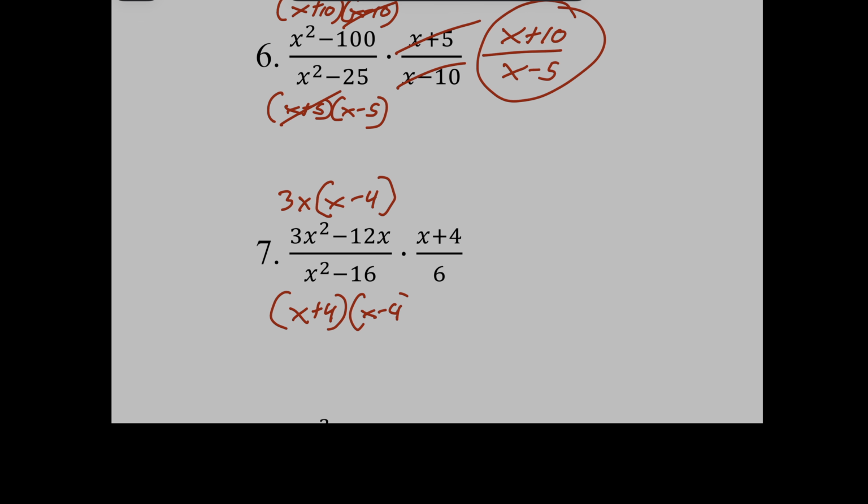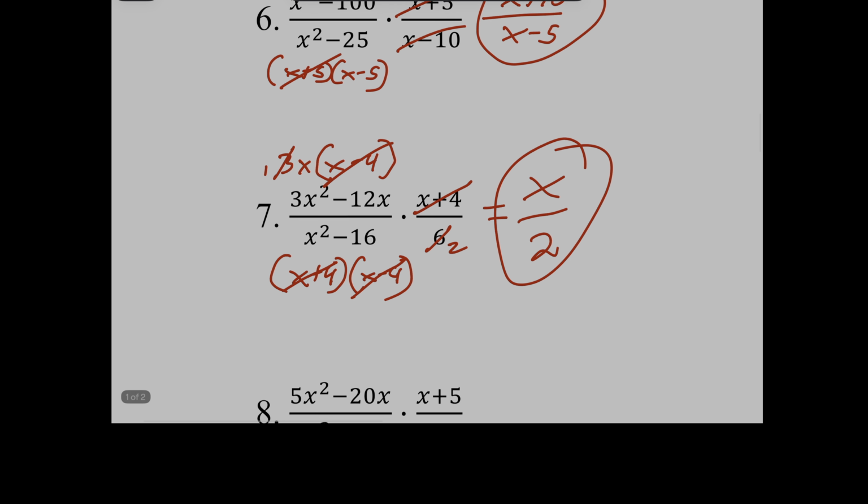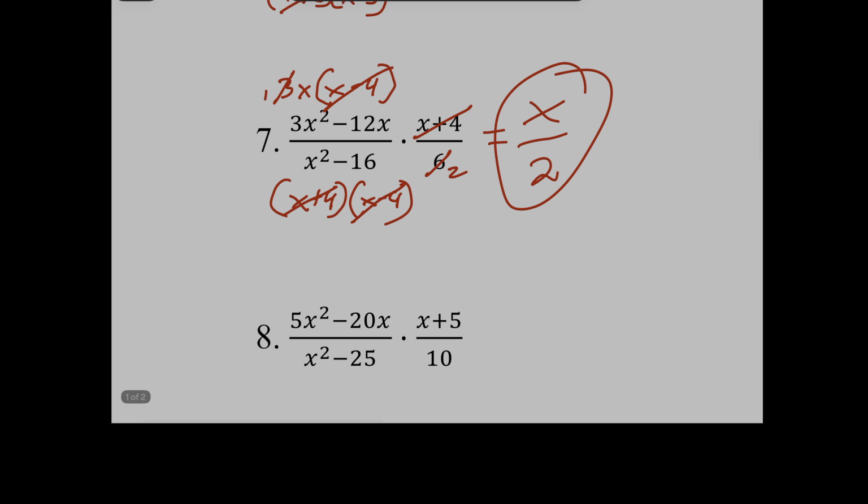All right, guys, let's go at it. I see an x plus 4 here and an x plus 4 here. I see an x minus 4 on top. I see an x minus 4 on bottom. All that's left over is my 3x and my 6, but look at this. 3 goes in there once, 3 goes in there twice. My answer is x over 2. These are going to be kind of fun after a while. You get these really nasty numbers, and then all of a sudden you find out it's just something simple like that.